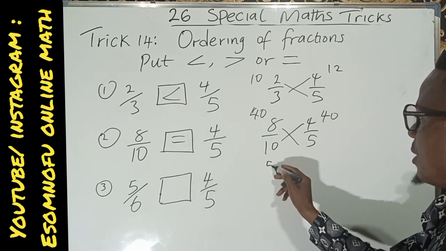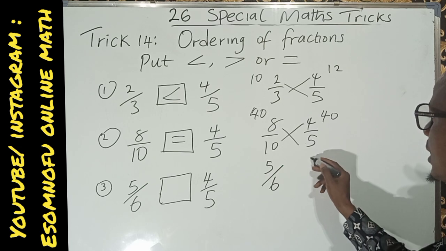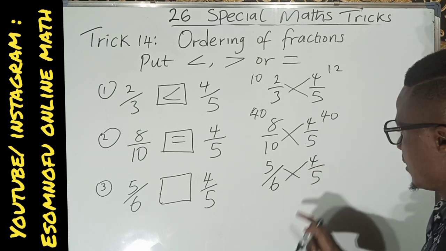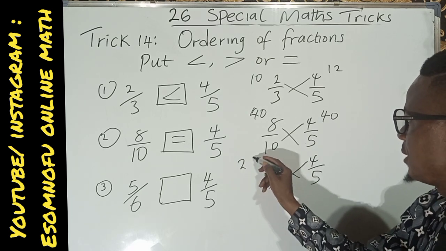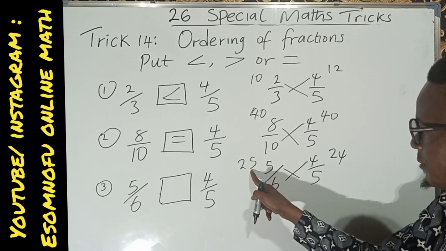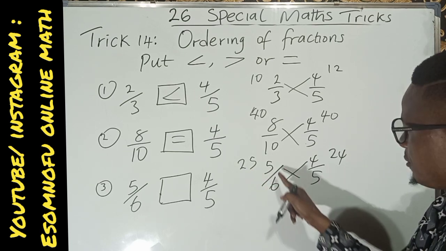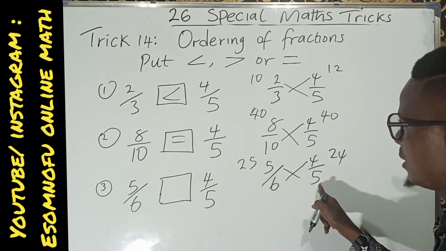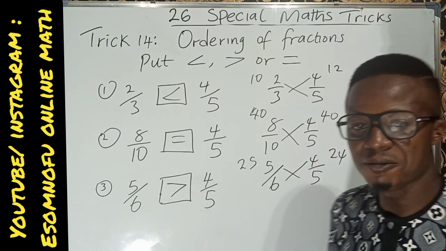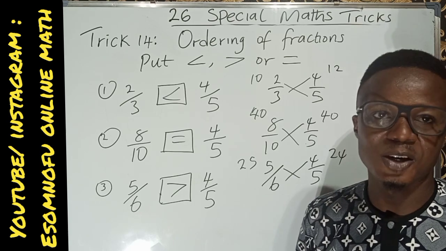And the last one where you have 5 over 6 and 4 over 5. As usual, cross multiply. 5 times 5 is 25. And 6 times 4 is 24. 25 is bigger than 24. Therefore, 5 over 6 is bigger than 4 over 5. So I will put greater than. That is how you know a fraction that is bigger than the other.